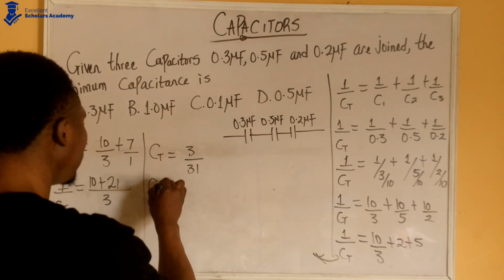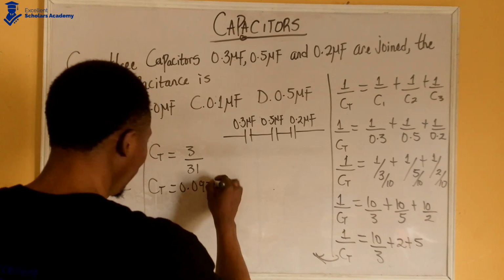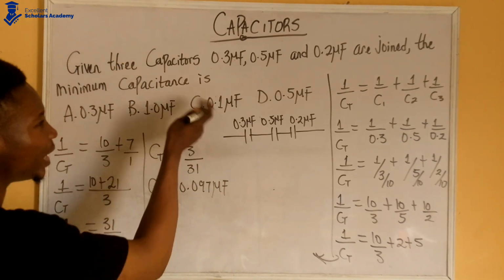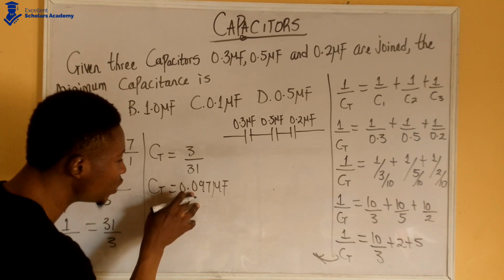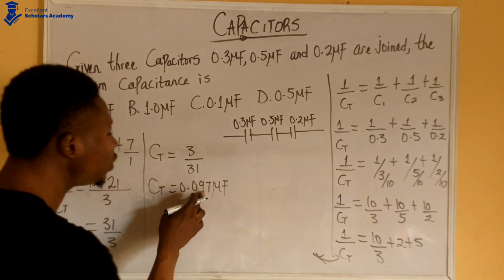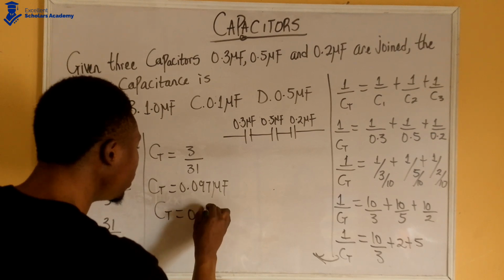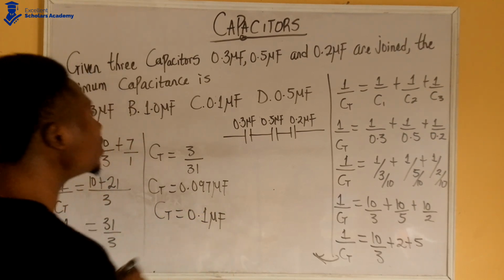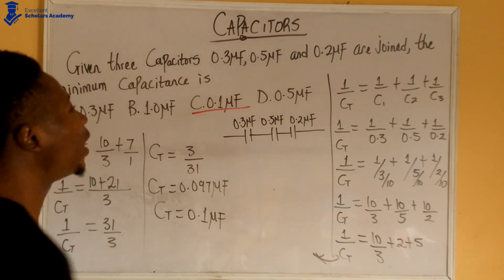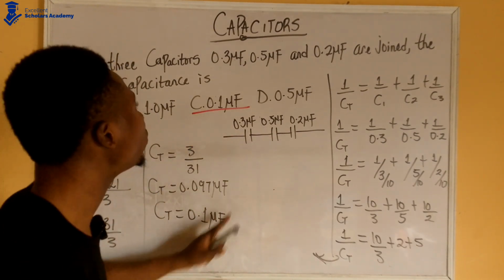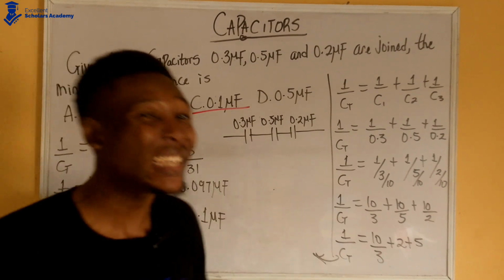Now divide that, you're going to have 0.097 microfarad. Now is there anything like this here in the options? No. We can approximate this 9 to this 0. We can give it to 1 decimal place. So if you take 1 from here to down here, it becomes 0.1 microfarad, which gives us option C. So this is going to be our answer to the question. 0.1 microfarad is the minimum capacitance when these are joined in series.